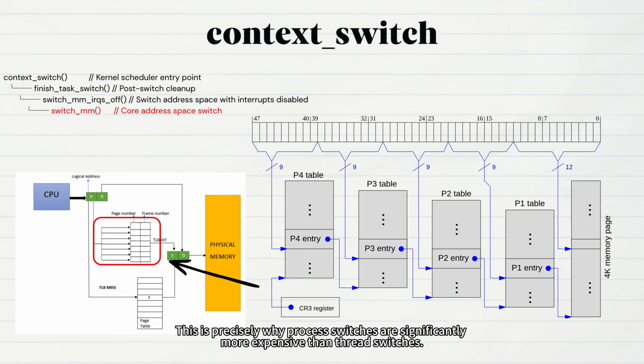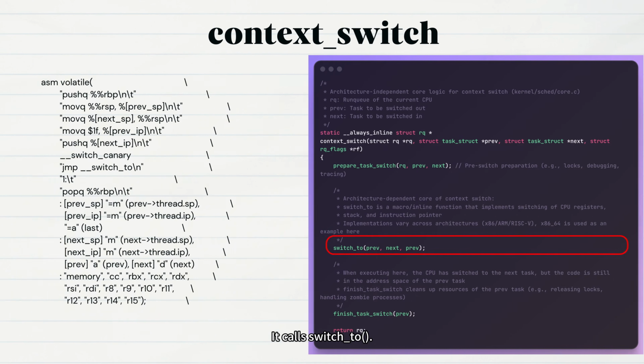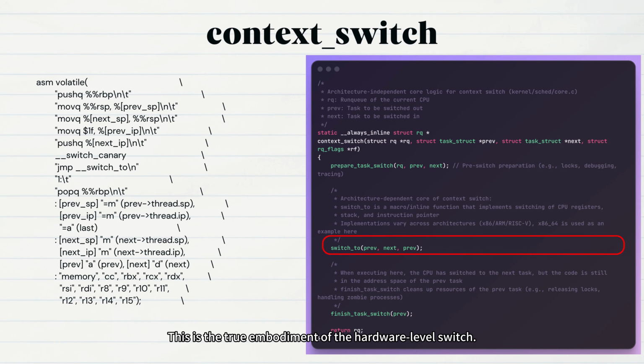This is precisely why process switches are significantly more expensive than thread switches. Second, it calls switch_to. This is the true embodiment of the hardware level switch. It essentially does only 3 things, completing the save and load operations.